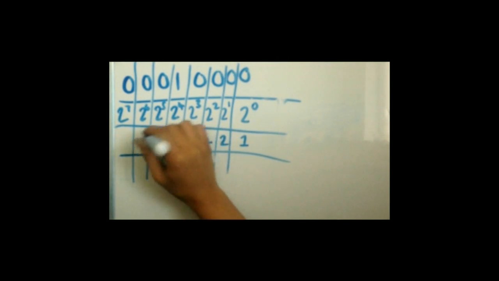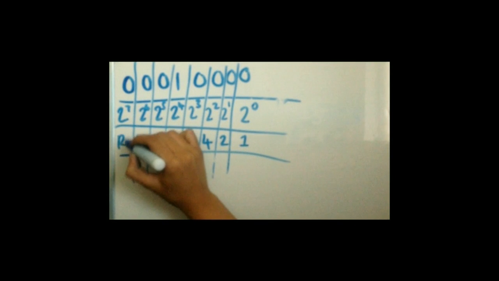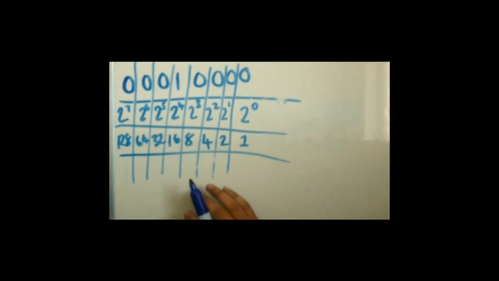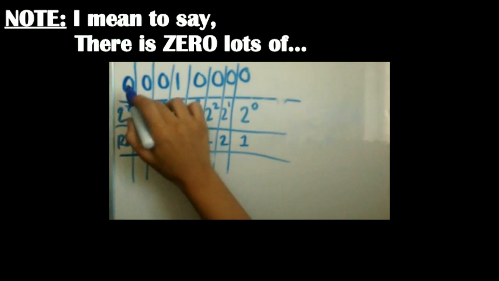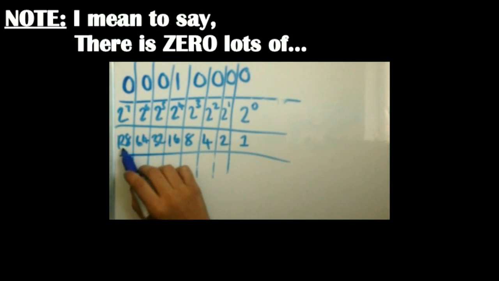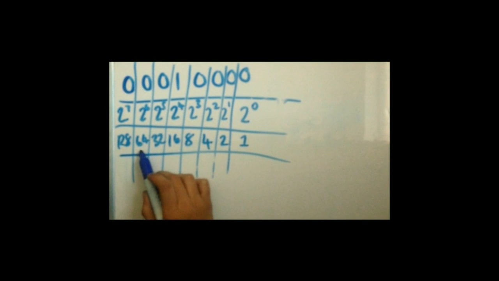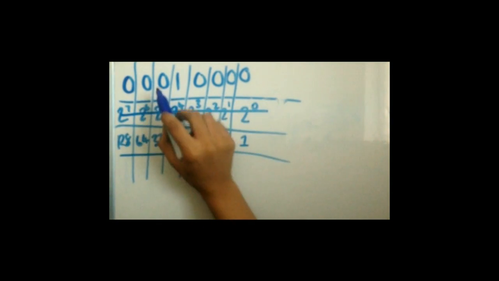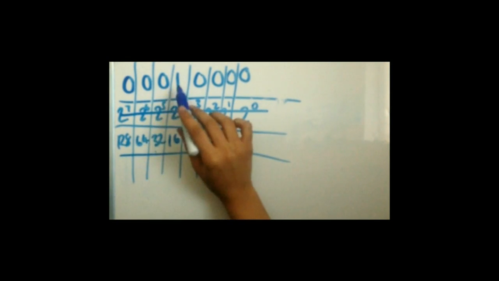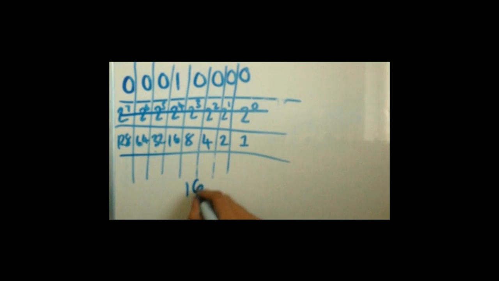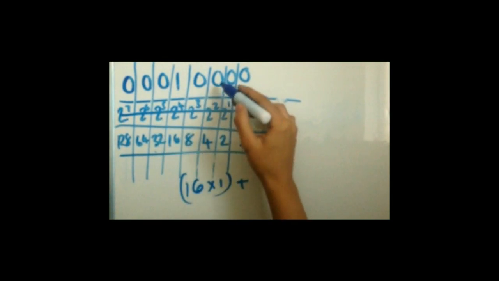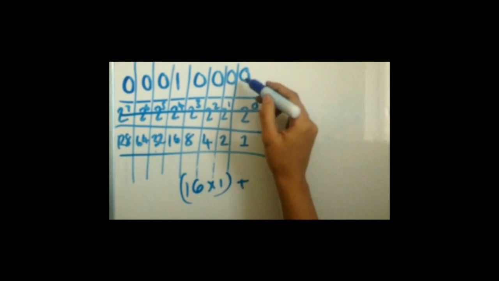16, 32, 64, 128. Now what this shows is there are no lots of 128. There are no lots of 64. There are no lots of 32. There is 1 lot of 16. And there are no lots of 8, no lots of 4, no lots of 2, and no lots of 1.